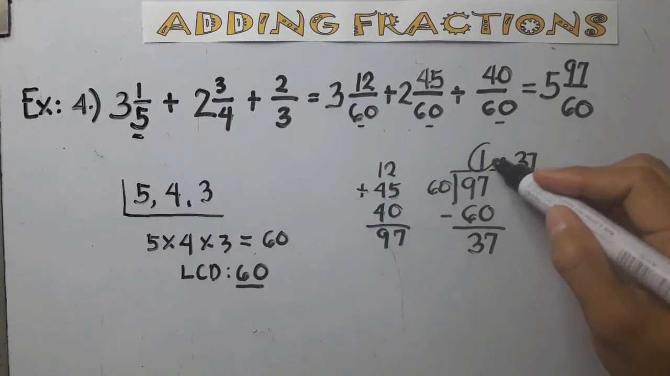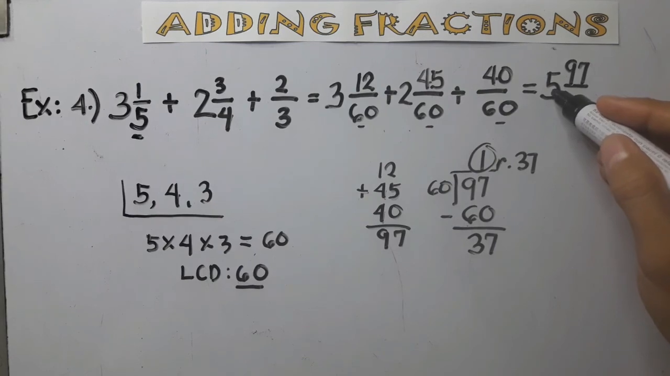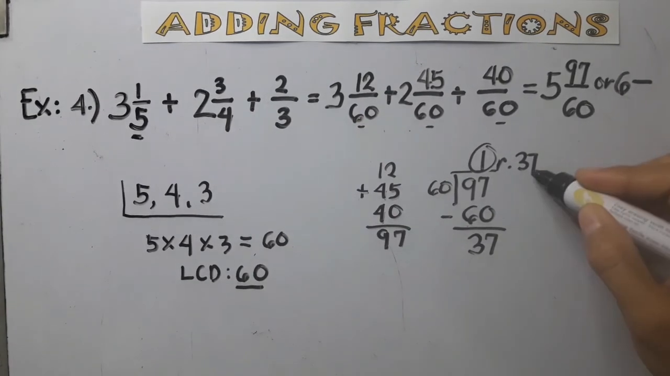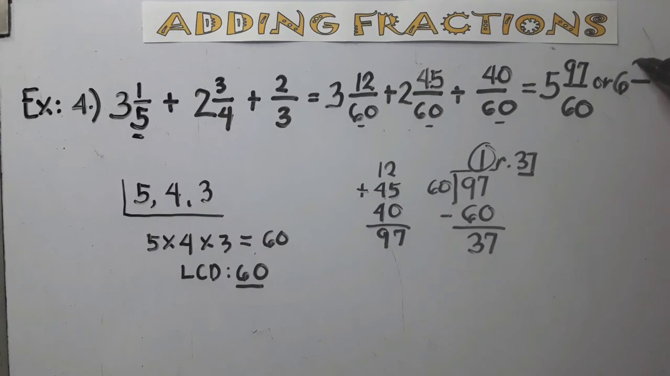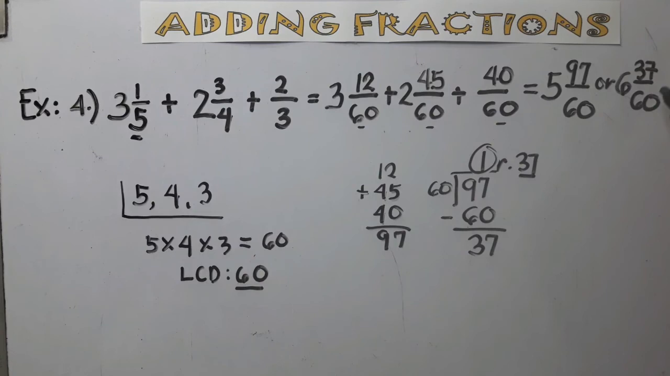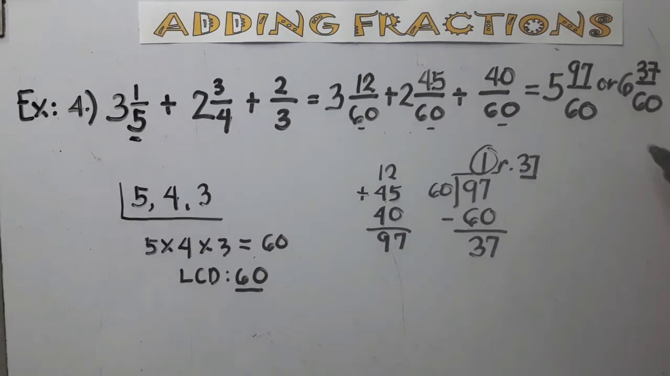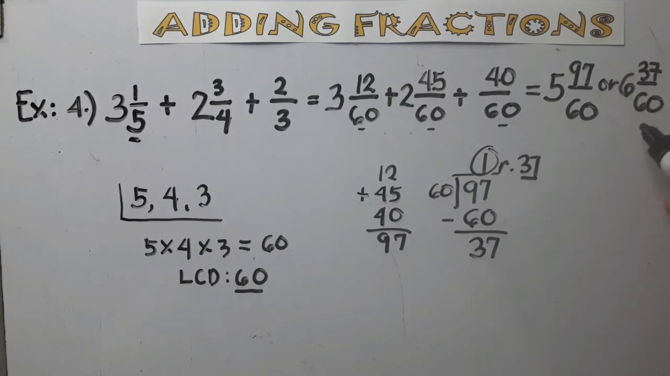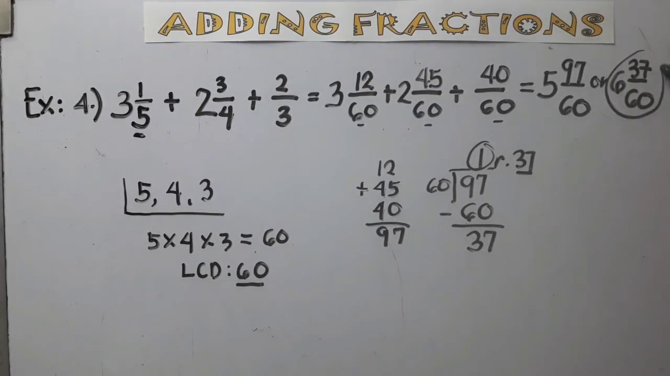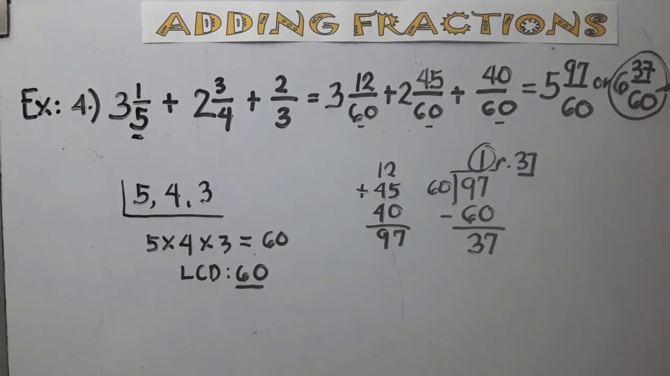So, 1 is the whole number. You're going to add that to the whole number 5. So, 1 plus 5, that is 6. Then, the remainder is the numerator. Then, copy the denominator 60. Then, try to check if 37 over 60 can still be reduced to lowest terms. Since there is no common divisor, this is already in the simplest form. So, therefore, the answer now is 6 and 37 over 60.